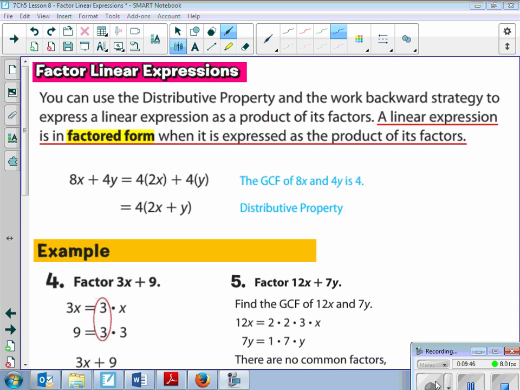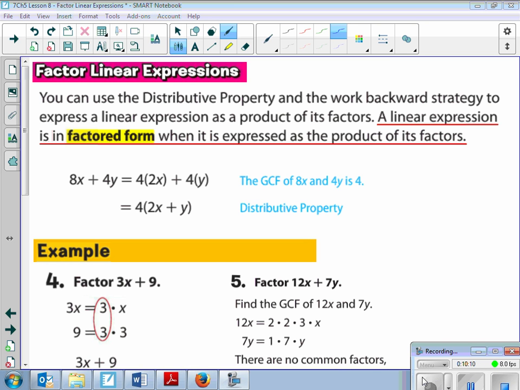All right, so now we're going to factor linear expressions. So you can use the distributive property and the work backwards strategy to express a linear expression as a product of its factors. A linear expression is in factored form when it is expressed as the product of its factors. Please make sure you write that down.